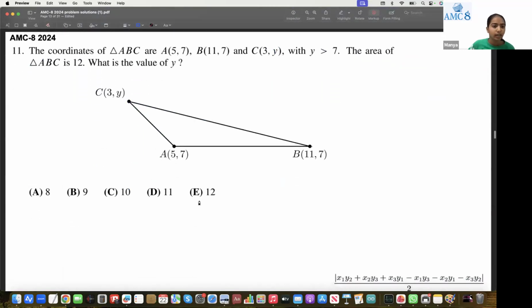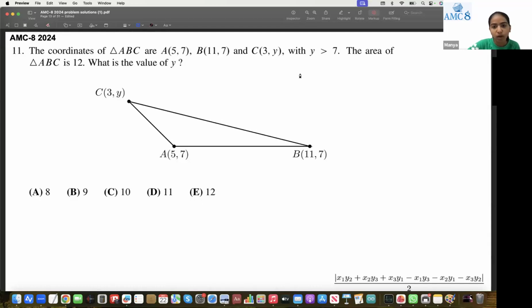Problem number 11. The coordinates of triangle ABC are A (5, 7), B (11, 7), and C (3, y), with y being greater than 7. The area of triangle ABC is 12. What is the value of y?